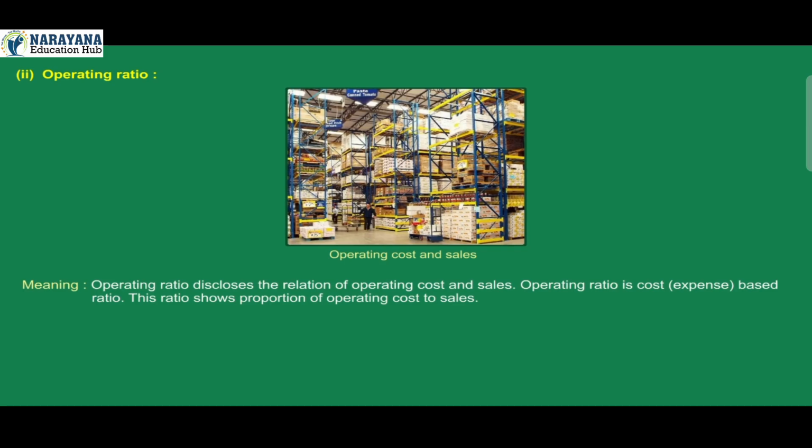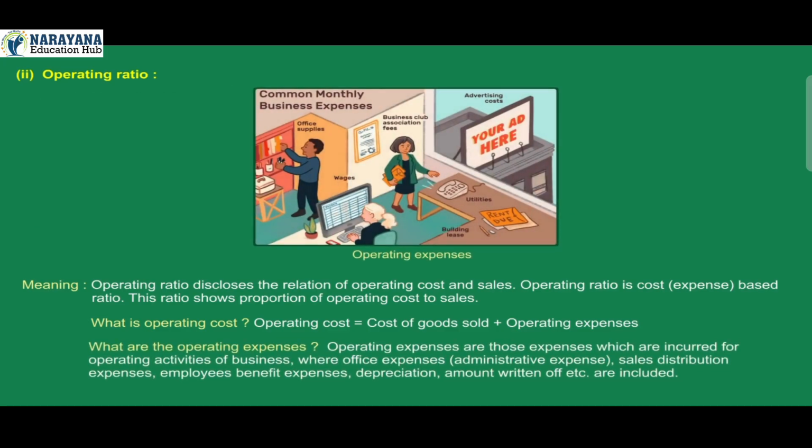2. Operating ratio. Meaning: operating ratio discloses the relation of operating cost and sales. Operating ratio is a cost, that is expense-based ratio. This ratio shows the proportion of operating cost to sales. What is operating cost? Operating cost is equal to cost of goods sold plus operating expenses. What are the operating expenses?